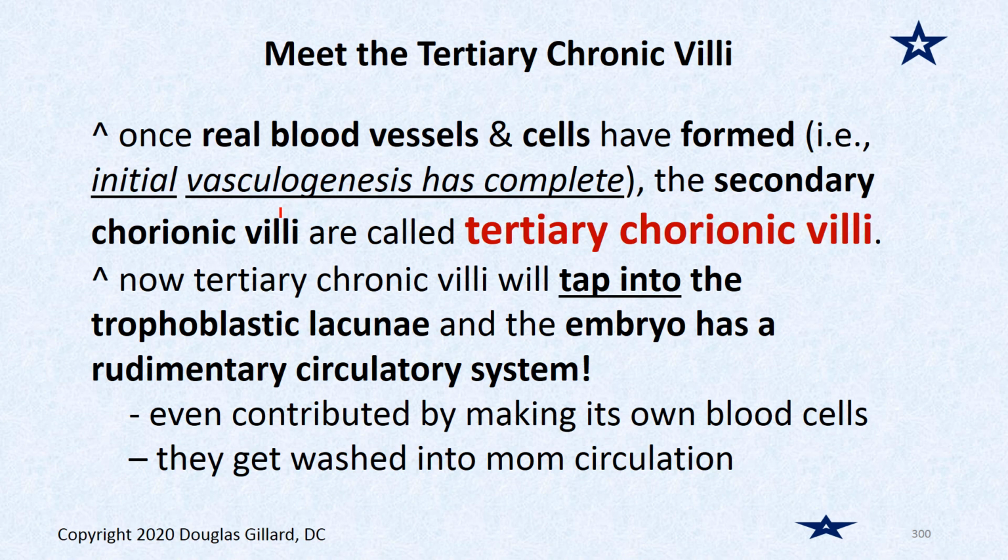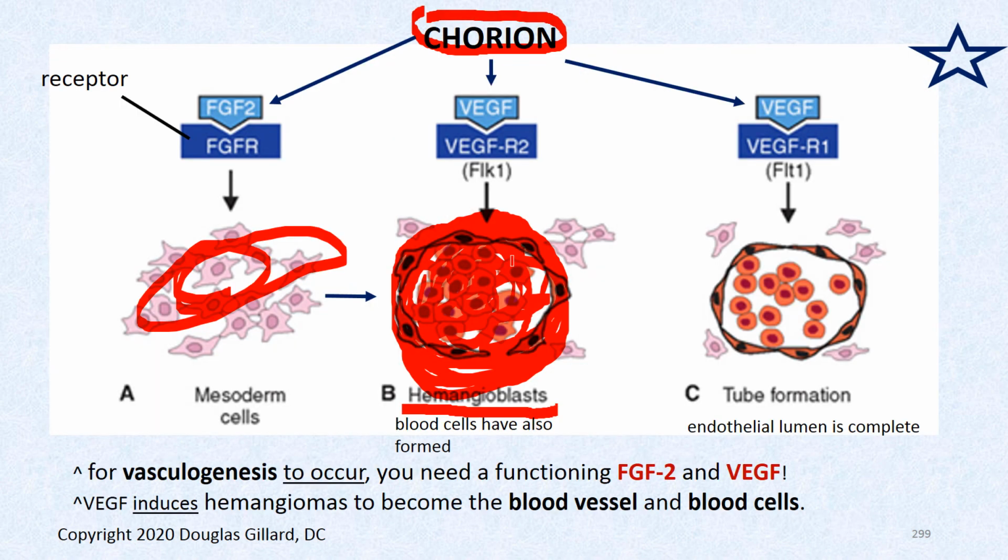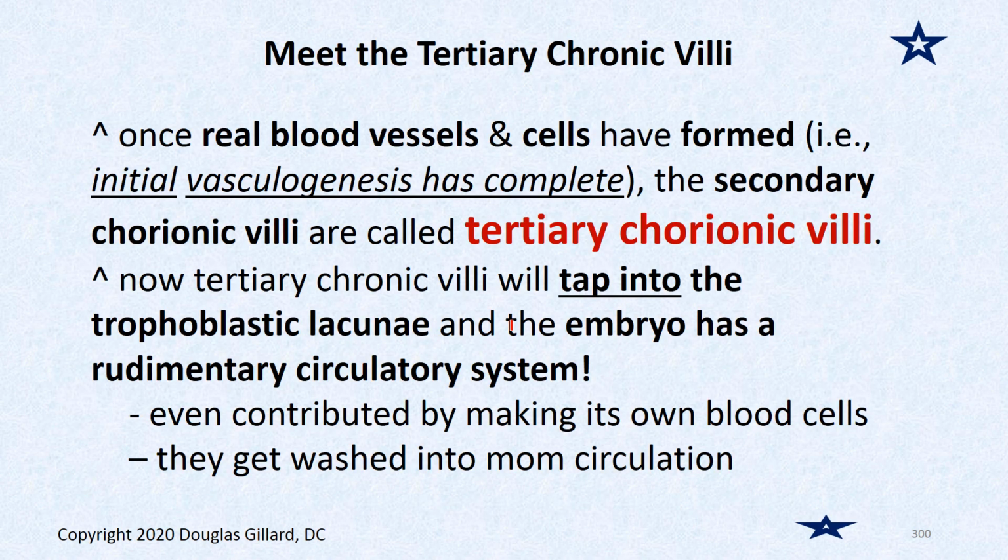And those will, as you can imagine now, once these real blood vessels are formed, they were secondary. Once we start forming some blood vessels, we can't call them secondary anymore. Now they become tertiary chorionic villi. So which type of villi have a microcirculation and blood cells in it? Primary, secondary, tertiary. Tertiary do, of course. Secondary don't have any blood vessels formed yet. What do secondary have in them? They have hemangioblasts in them. See how the way it works?